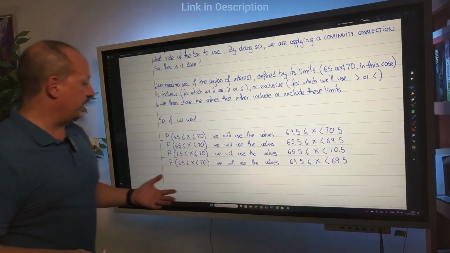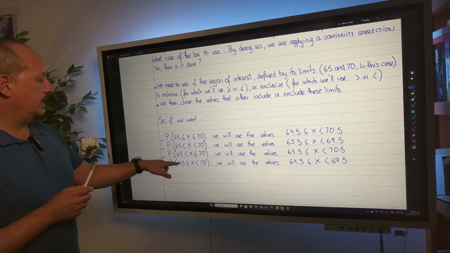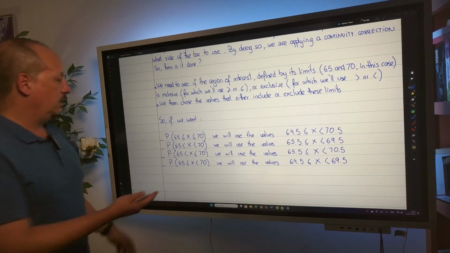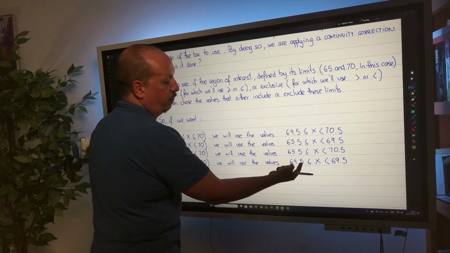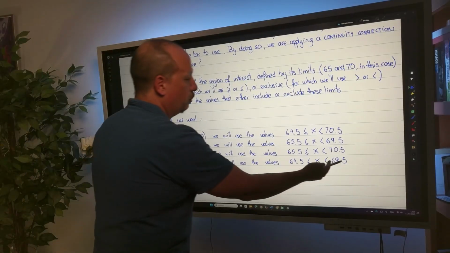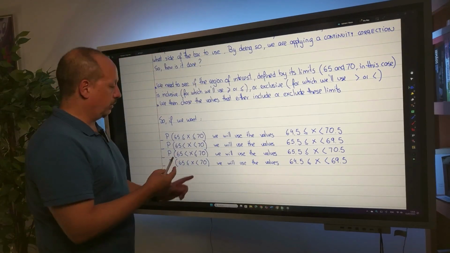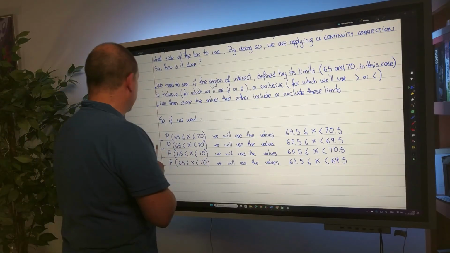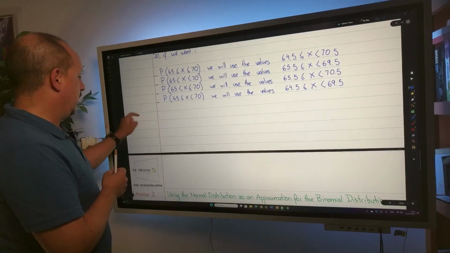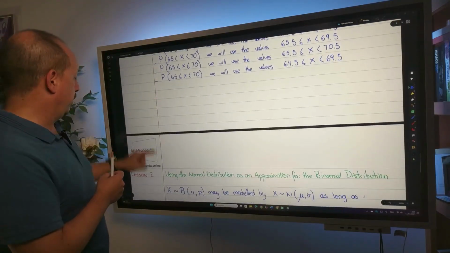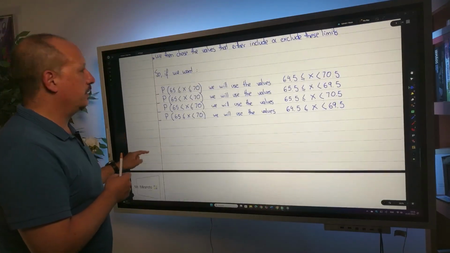And then you can have variations, and I'm just going to use the last one. Let's say that you want to include the 65 but exclude the 70. So again, this is going to be the 64.5 so that you include the 65, and it's going to be the 69.5 so that you exclude the 70. This is an important detail that you have to think of, particularly for the purpose of lesson 2.